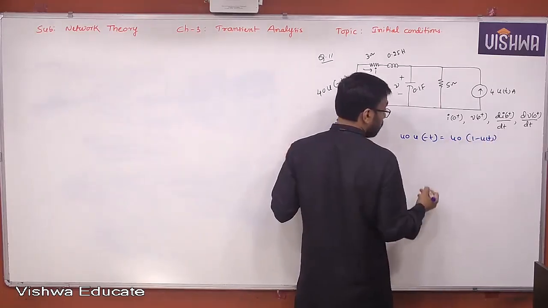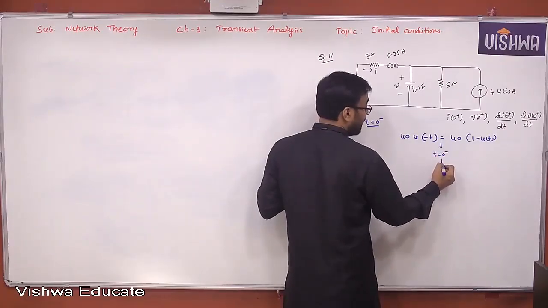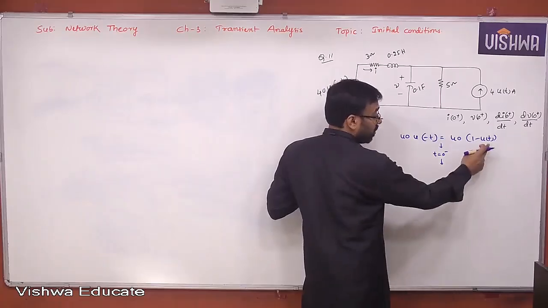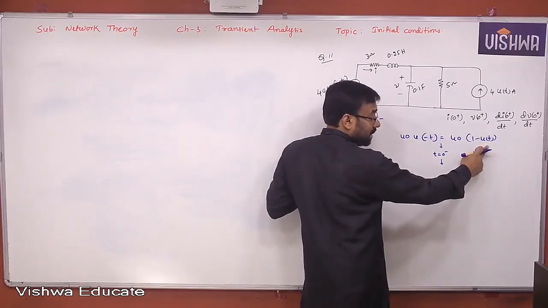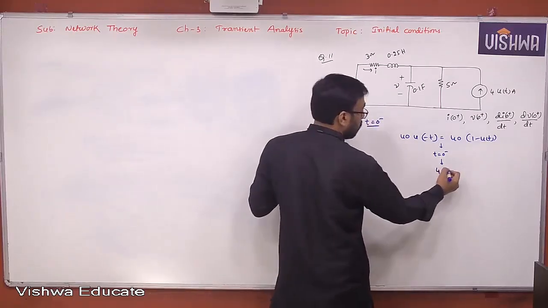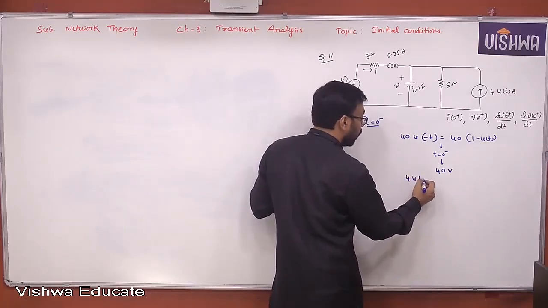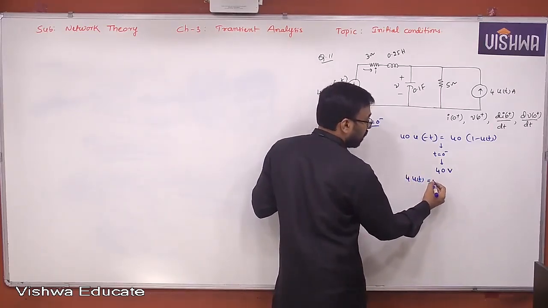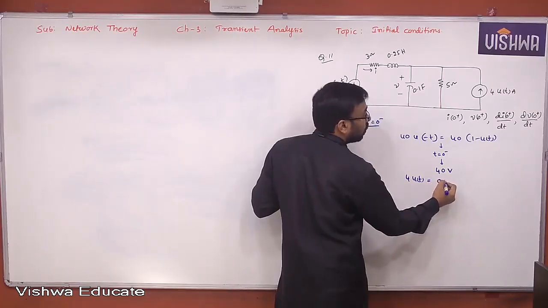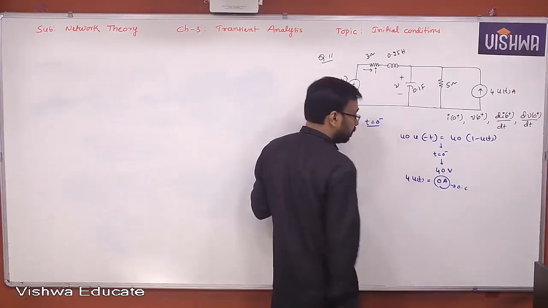Yes or no? For t equal to 0 minus, that means t less than 0, its value is how much? For t less than 0, u of t is 0. So 1 minus 0, that means 40 volts. Okay, 40 volts. Similarly, 4 into u of t, for t less than 0, its value will become 0 amperes. 0 amperes refers to what? Open circuit. Yes or no, all of you?